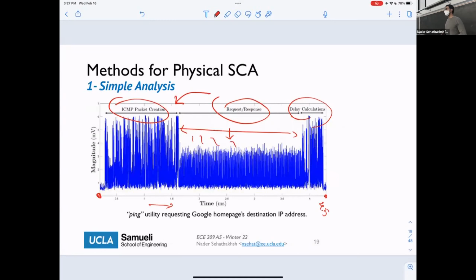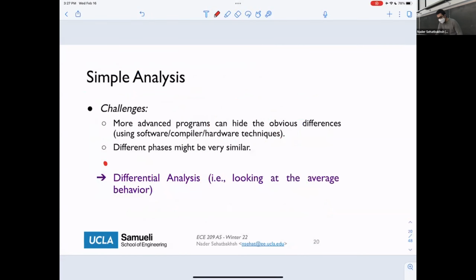Even within the request response phase, there may be many different functions, many different control flow paths, and so on and so forth. But by simple analysis, as we eyeball this, you cannot really see the difference between them. There are some minor changes. For example, you see this Y line here, so probably something is going on there, but nothing that's very obvious. So what should we do?